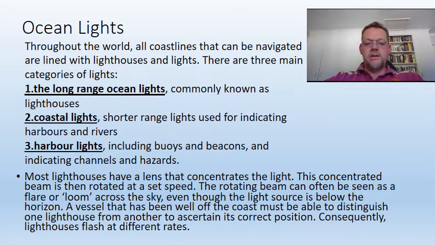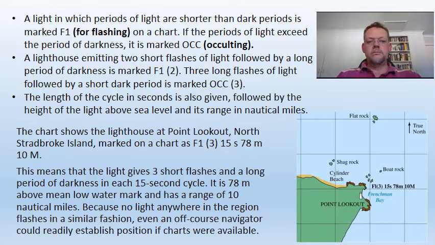Now, most lighthouses have a lens that concentrates the light. This concentrated beam is then rotated at a set speed. The rotating beam can often be seen as a flare or a loom across the sky, even though the light source is below the horizon. A vessel that has been well off the coast must be able to distinguish one lighthouse from another to ascertain its correct position. Consequently, these lighthouses flash at different rates.